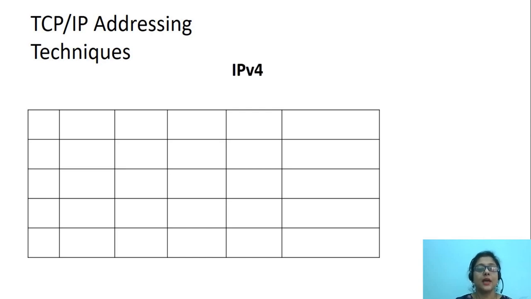Let us understand IPv4. IPv4 has 32 bits. Each byte is 8 bits long. So there are in total 8 into 4, 32. That means there will be 4 bytes of data. Let us understand the different fields.